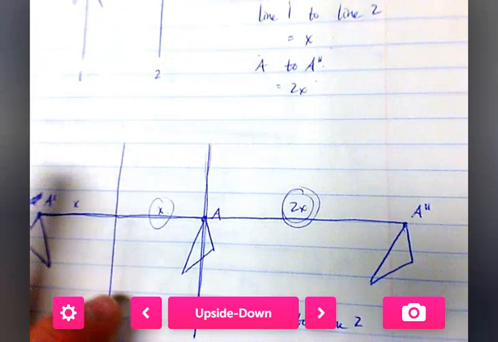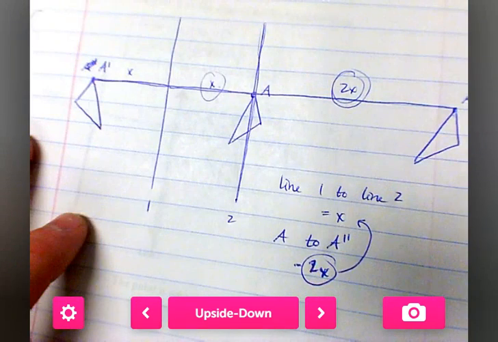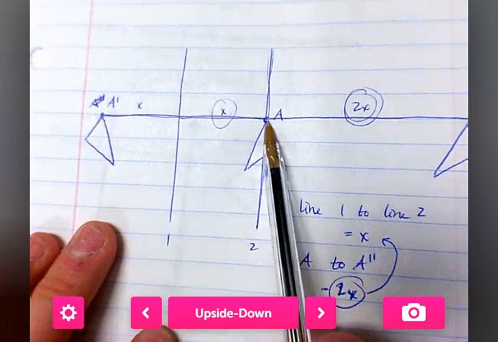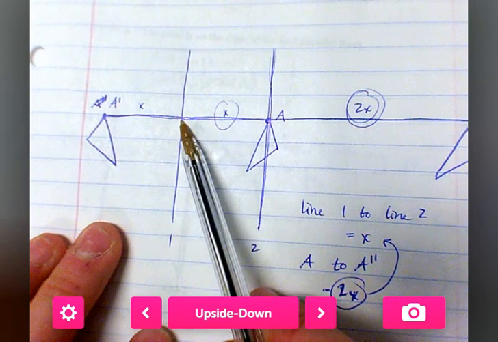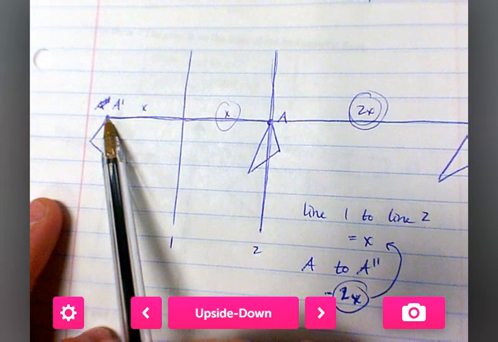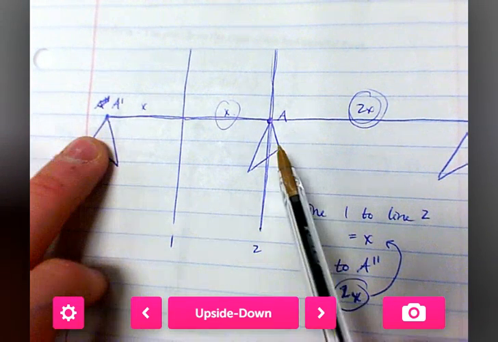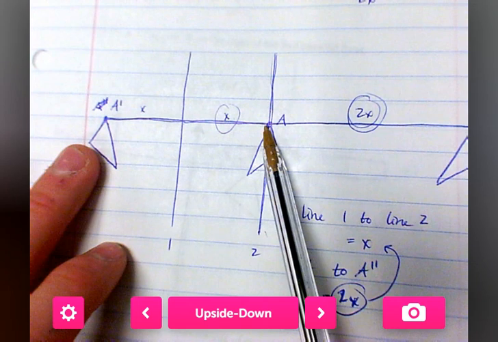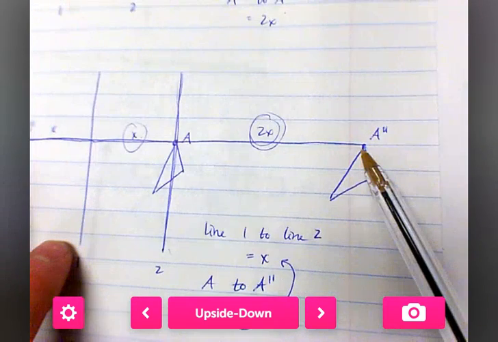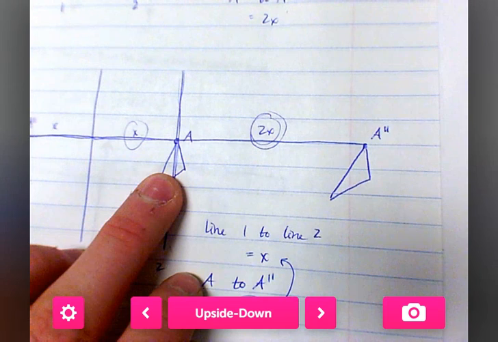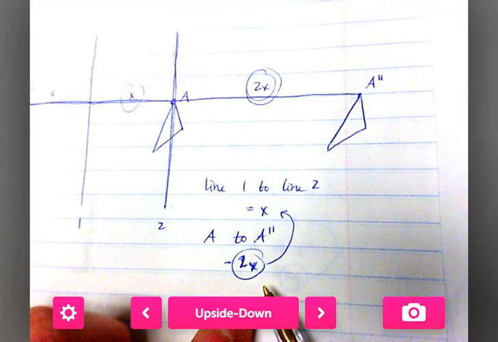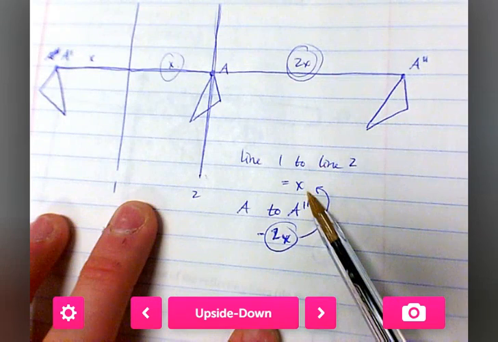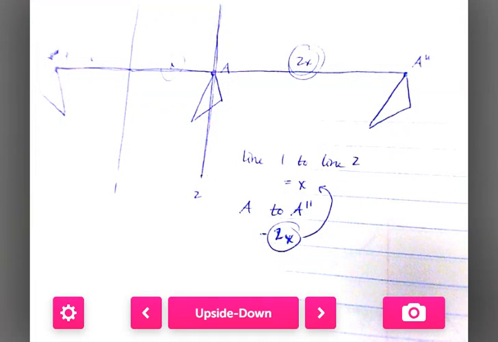Last one. Here we go. So start here at A. We're going to reflect over line 1 first. So we go x units to the line, x units past the line. Then we have to reflect over line 2. So we go 2x to the line, 2x past the line, which means the distance from A to A double prime is 2x right there. And the distance from line 1 to line 2 is just x. Does that make sense? Does anybody want to see any of those, or are we feeling okay?